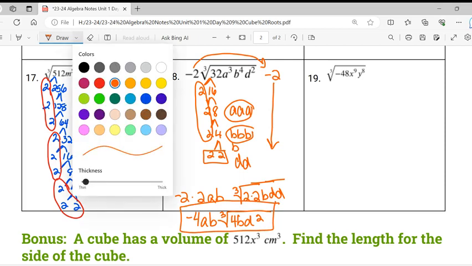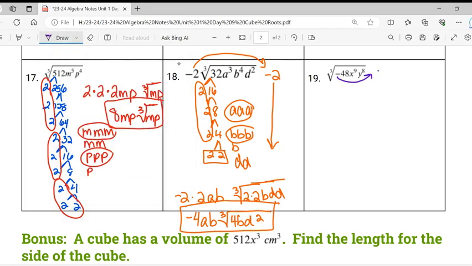Moving on to our last example. We have a negative sign, so we know we're going to pull that negative sign out in front, and let's work on 48. Got 2 and 24, 2 with 12, 2 and 6, 2 and 3. We have 9 x's. And 8 y's.